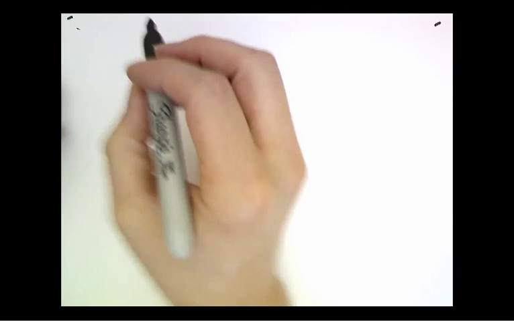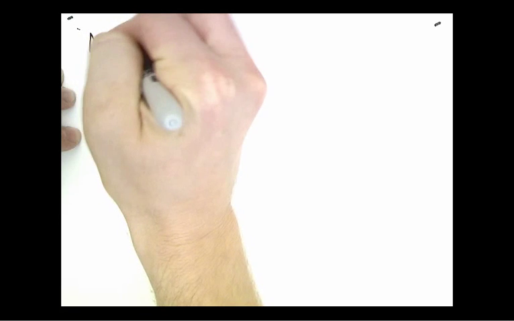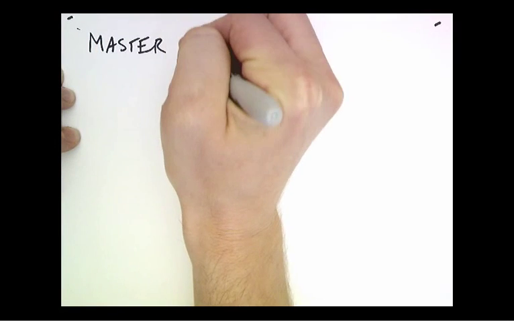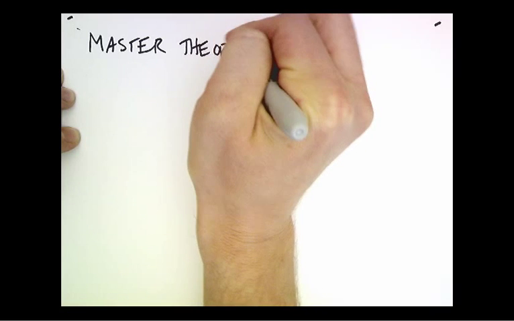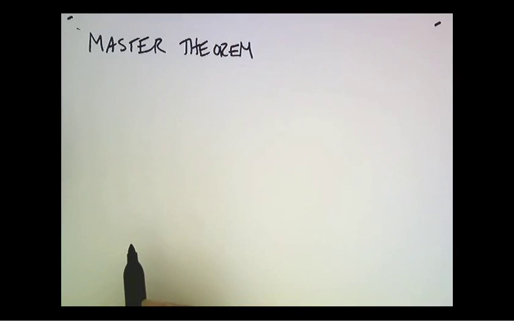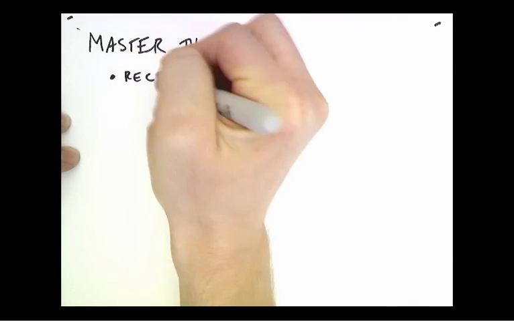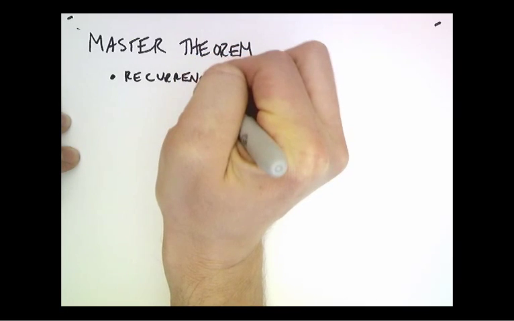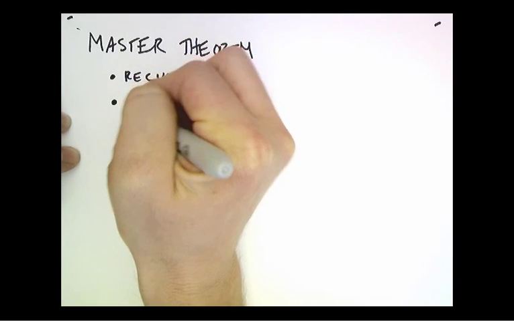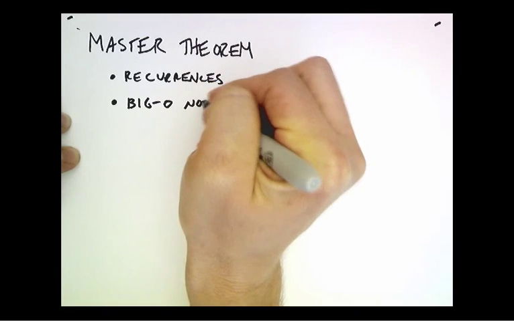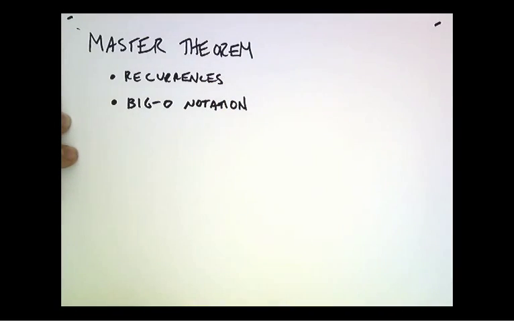Today I wanted to lecture about something known as the Master Theorem. The Master Theorem combines two topics that we've already studied. It combines recurrences and it combines big O notation. What it does is it takes a recurrence of a very general form and shows you how to get a big O estimate on the growth of that function defined by the recurrence.